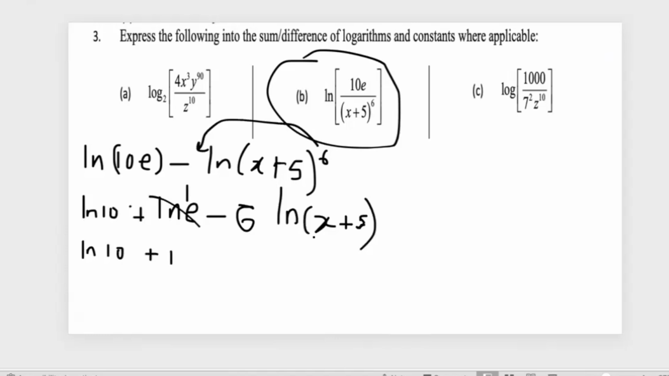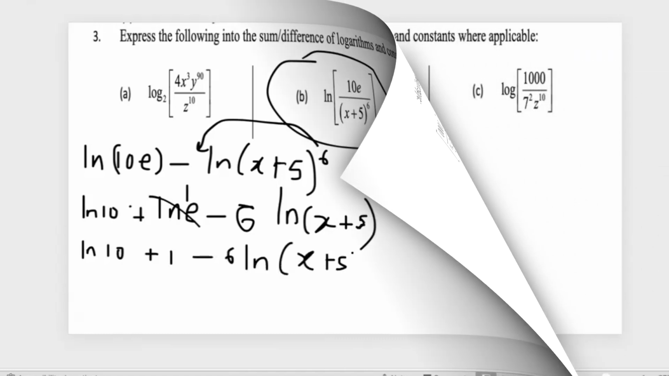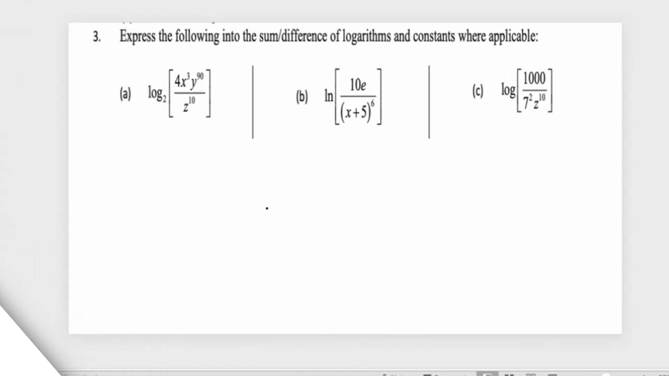But we cannot split this because it's not saying x times 5, but x plus 5. And there's no rule for us to split this. So that means I'll have minus 6 ln (x plus 5). Now, the final one that we have, which is c, still division. So we're going to split it first.